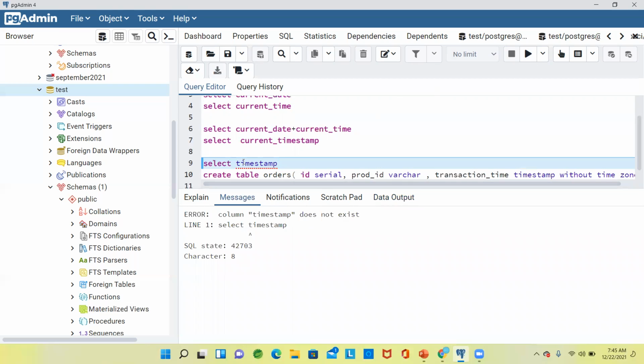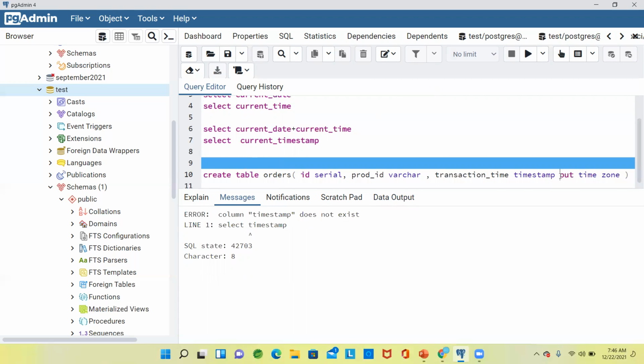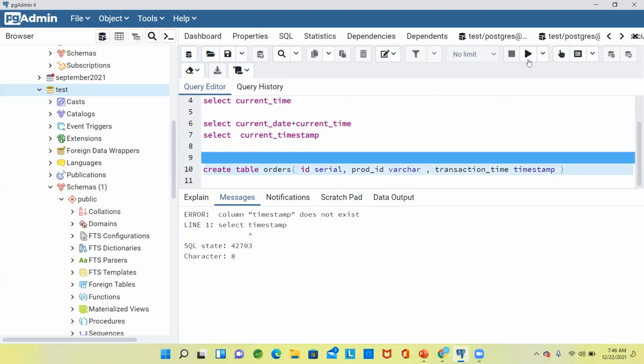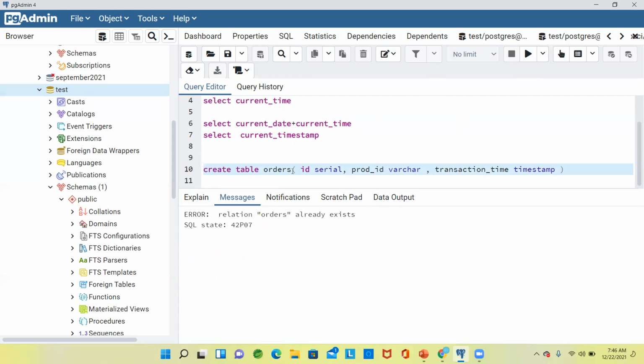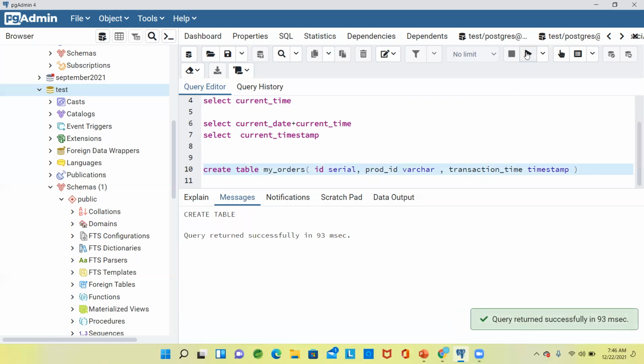So timestamp is also a type. Once again, we can create or not, we'll see. We know this, but with only timestamp I never created, we'll also see whether it is possible or not. Orders already exist. So we'll say my orders. Yes, it's timestamp also. I did it. Clear?